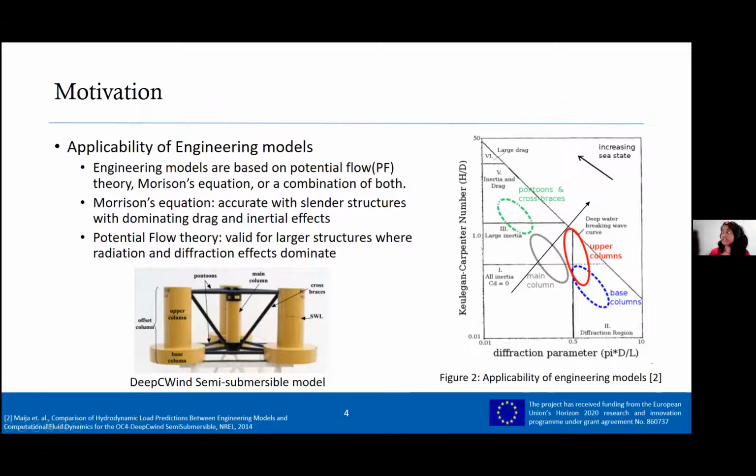Here it can be seen that, for example, if you go for pontoons, for modeling this you would need to use something like Morison's equation. And when you go for the base columns, here your diffraction effect is more dominant, so you'll have to go for something like a potential flow model. And it should also be noted that the interaction between these individual components, when considering these models, is ignored and not considered.